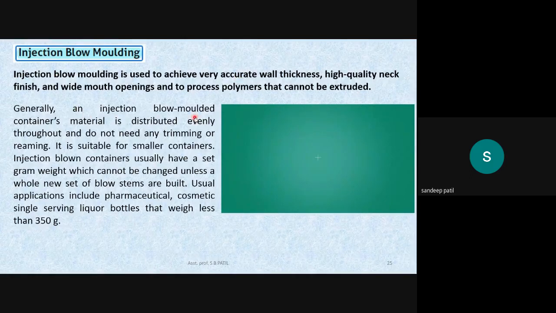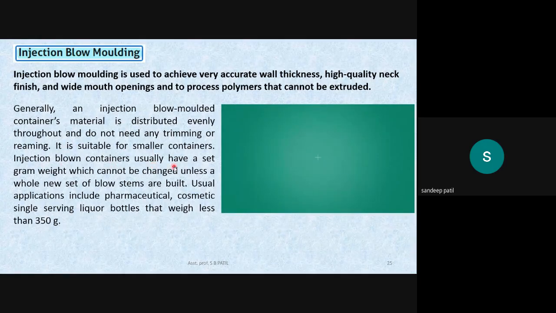So generally, in injection blow molded containers, material is distributed evenly throughout and does not need any trimming or rimming process, as we saw in the extrusion process. Also, it's suitable for small containers.